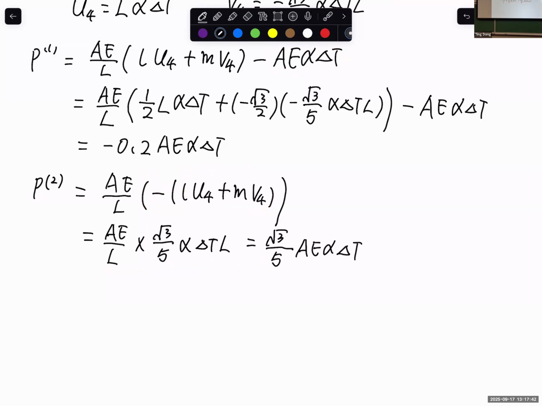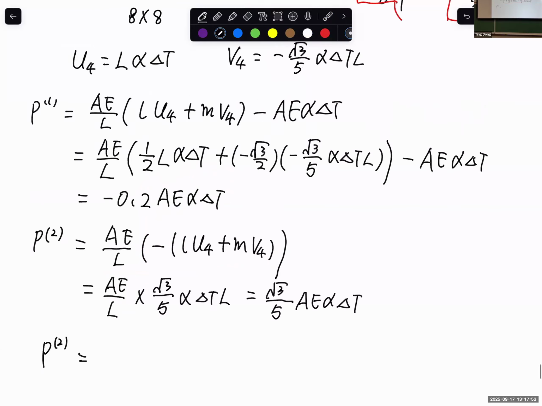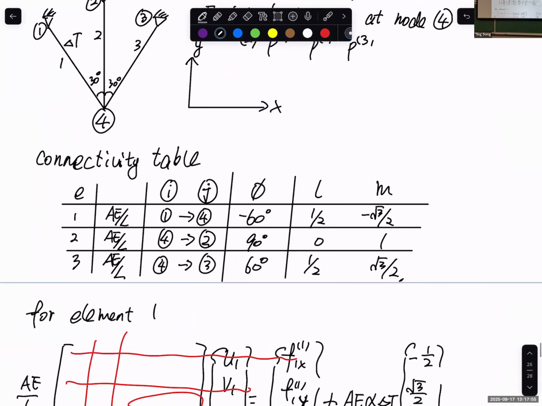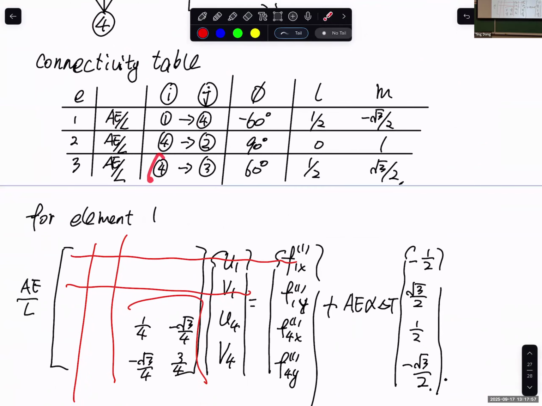The third one, again, we define from node 3 to node 4. So node 3 becomes the first node. Sorry, I think it's node 4 to node 3. Node 4 to node 3. So first node, second node, right?